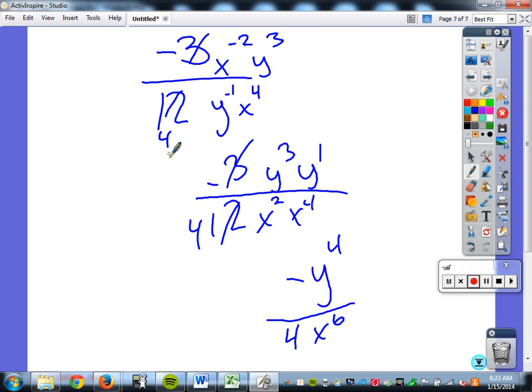Negative 6. And anytime I have a negative exponent, what do I need to do? Jump the line, change the sign. So notice, anytime you subtract, that will always put you on top. Does that make sense? So, negative 2 minus 4 is negative 6. But because it's a negative exponent, where should it be? Down below. X to the 6. Does that make sense?